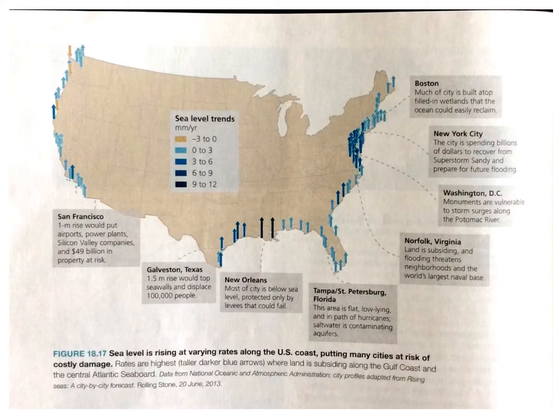All right, here's showing some of the places in the U.S. that are affected. So blue, darker colors, more effects. Here's New York City, right? So they're spending billions of dollars to recover from Superstorm Sandy and future flooding, all right? Washington, D.C. is actually pretty low level. A lot of those monuments are vulnerable to flooding.